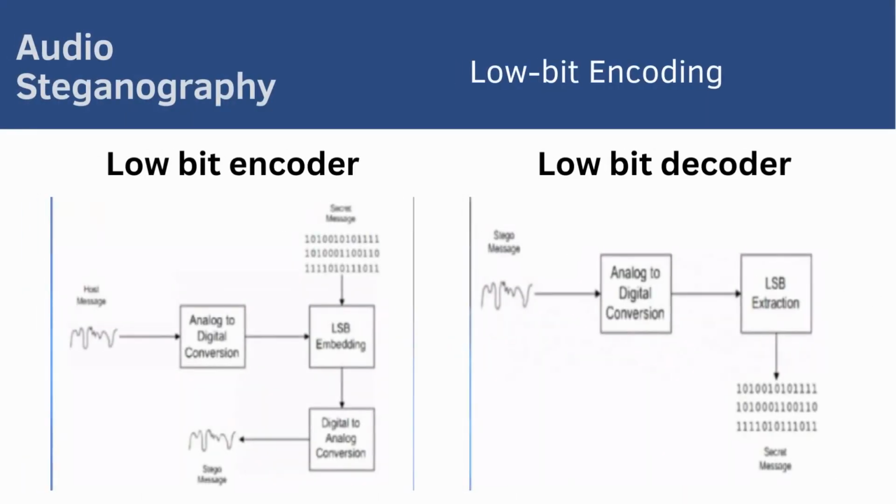Here we can see a low bit encoder. First, the audio signal is converted to a digital signal and then the LSB is embedded, and then finally this signal is again converted to the audio signal. At the low bit decoder side, first the audio signal is converted to a digital signal and then LSB extraction is performed and thus the secret message is obtained.